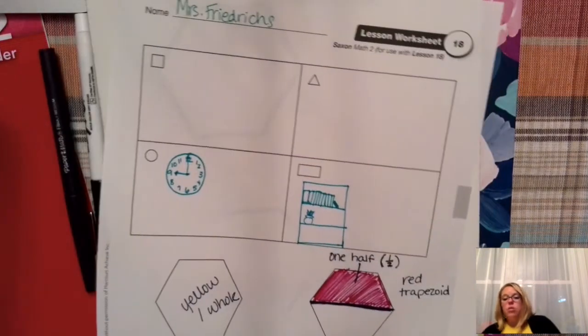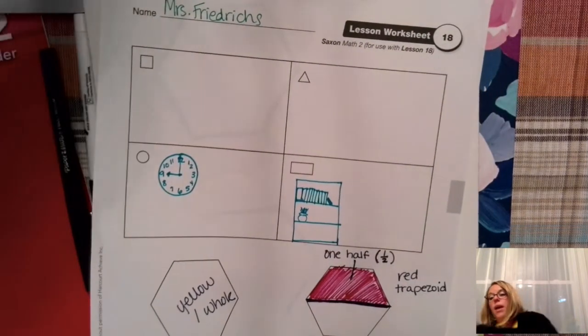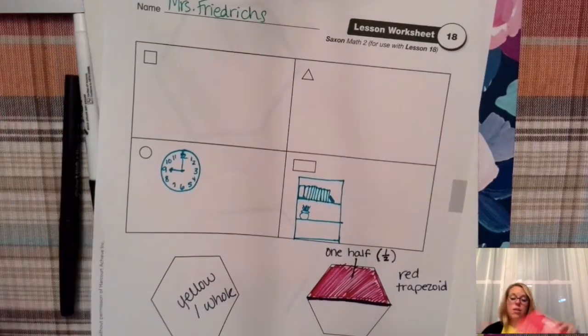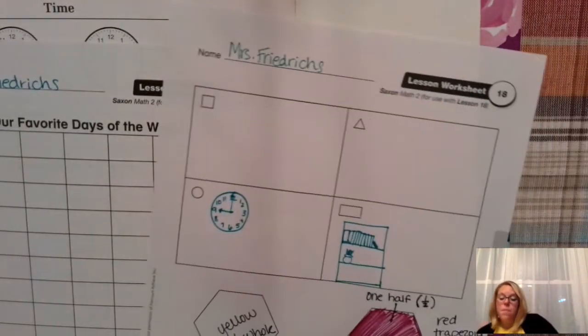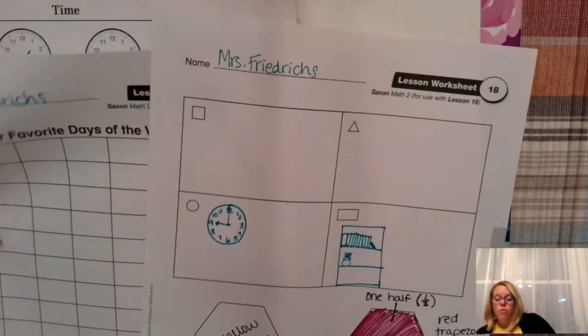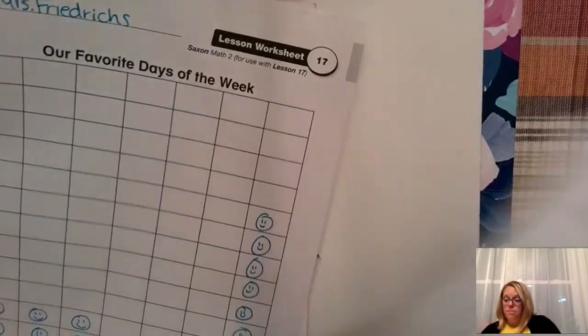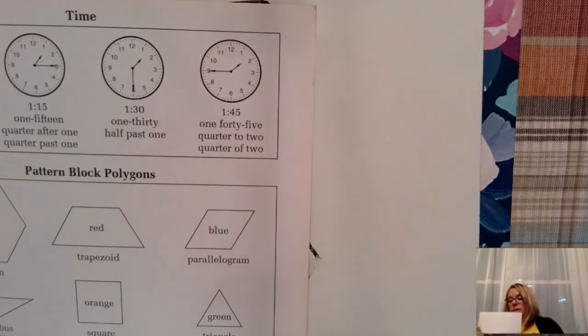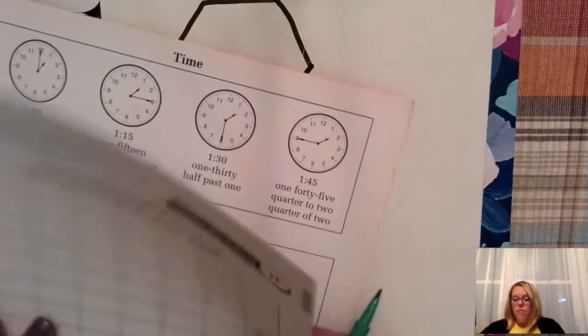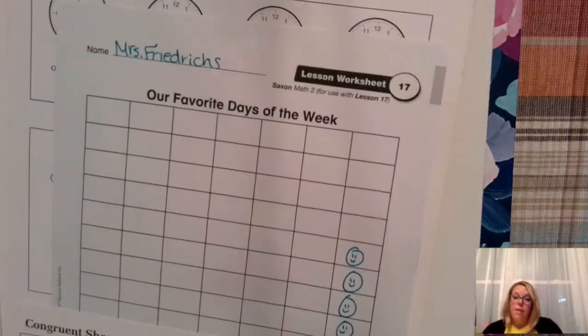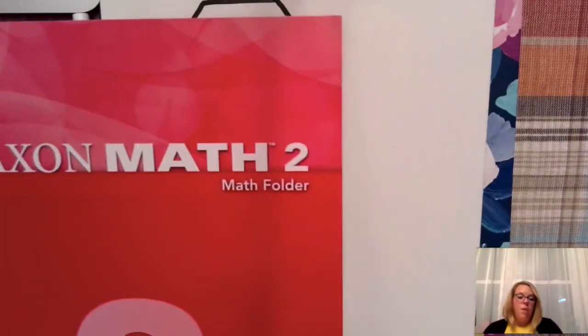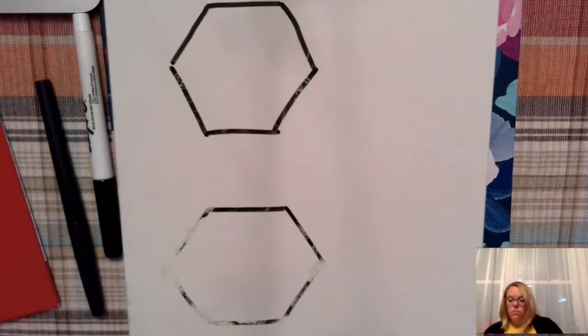And then what I'd like you to do, please, so that we can move right to our guided practice, is I would like you to take this and put this in your math folder. So you should have your favorite days of the week sheet in here, and you should also have your lesson worksheet 18. So you have both of those sheets in. It doesn't matter which is in the front. I guess I'd probably put your favorite days of the week graph in the front because chances are you'll need that before you need your other sheet. But have that together. All right?